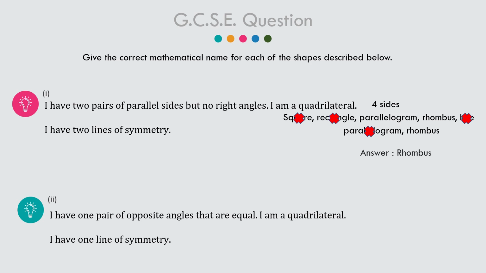Part 2 of this question says I have 1 pair of opposite angles that are equal. I am a quadrilateral. So again we know it must have 4 sides. However, a square, a rectangle, a parallelogram, a rhombus, don't have one pair of opposite angles. So it must be the kite. The last piece of information says I have only one line of symmetry. And yes, this is also true for the kite, so the answer is definitely kite.